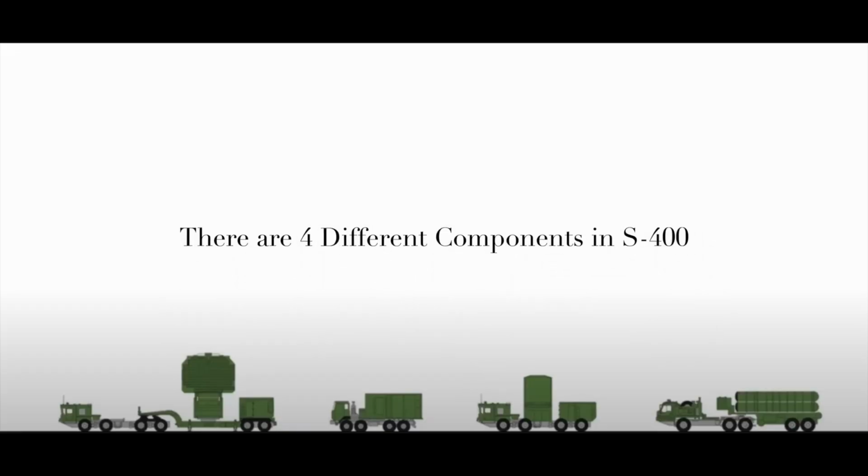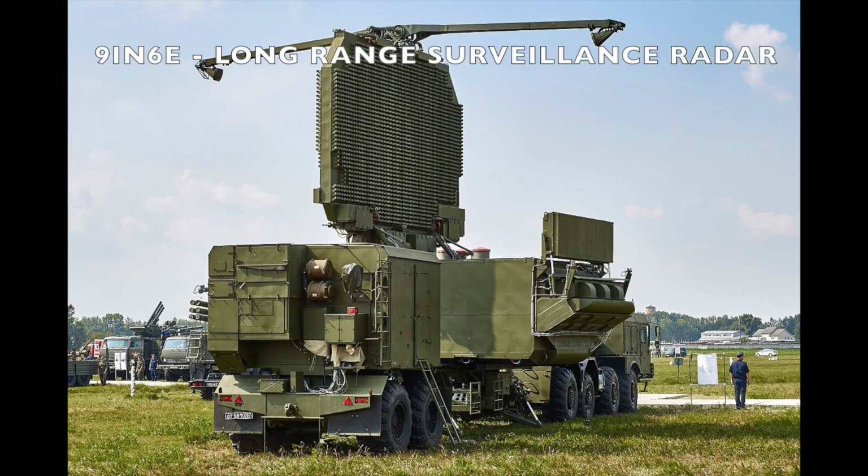So let's see. S400 basically contains 4 different components. All these 4 components have to work simultaneously for seamless operation. These are the codes given to these 4 different components. So let's see what exactly these components do. As an initial step, the radar has to detect all the targets coming from 360 degrees simultaneously. That's what this radar does. This is the first component in S400.